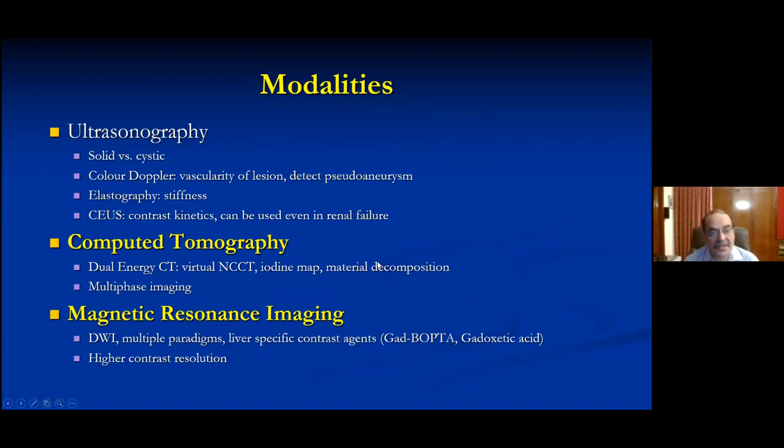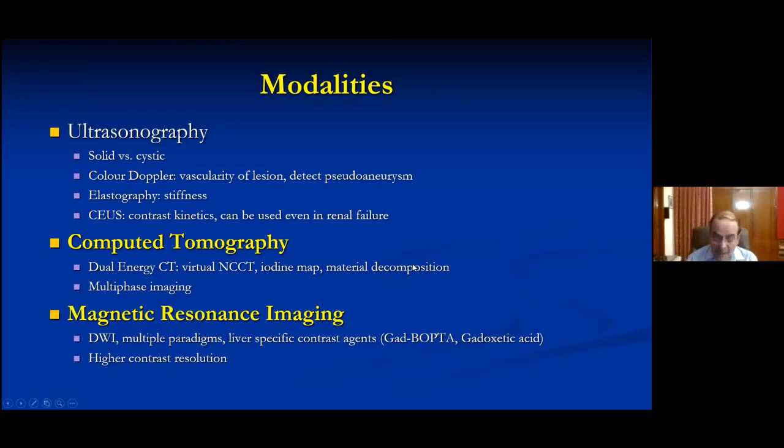The modalities that are available to us for evaluating liver SOLs: of course, sonography has been there for a long time, but it's essentially used more as a screening tool. It's very useful to distinguish between solid and cystic mass lesions, which have a different differential diagnosis and can help to triage the further workup. We can add on color Doppler at the same time to assess vascularity of the lesion and diagnose entities like pseudoaneurysms. There was much enthusiasm about elastography when it came into force, but it hasn't been that useful, at least as far as liver SOLs are concerned.